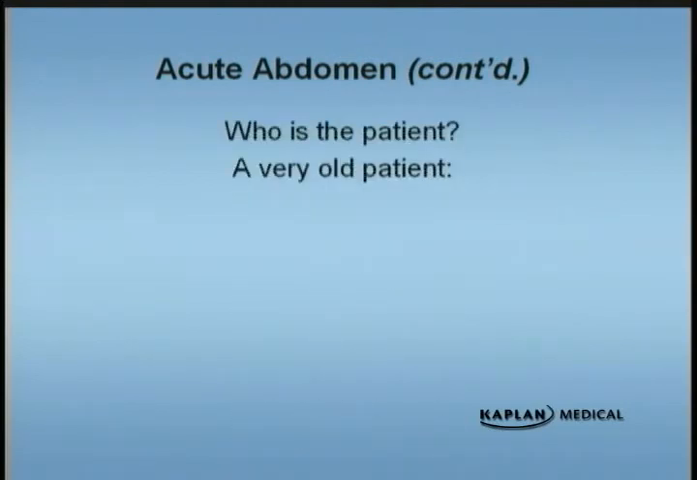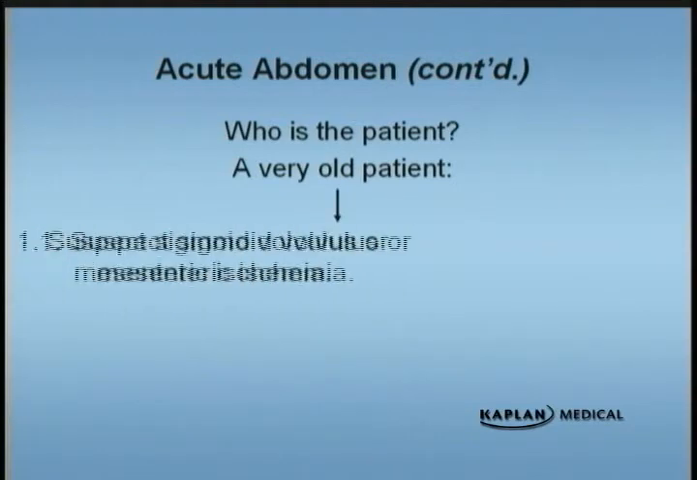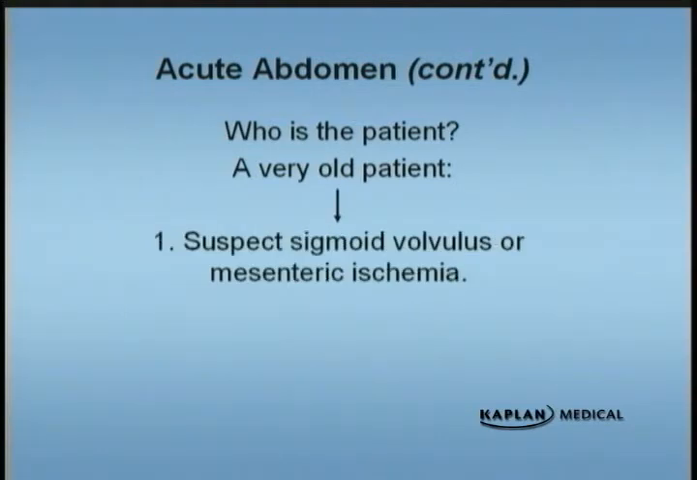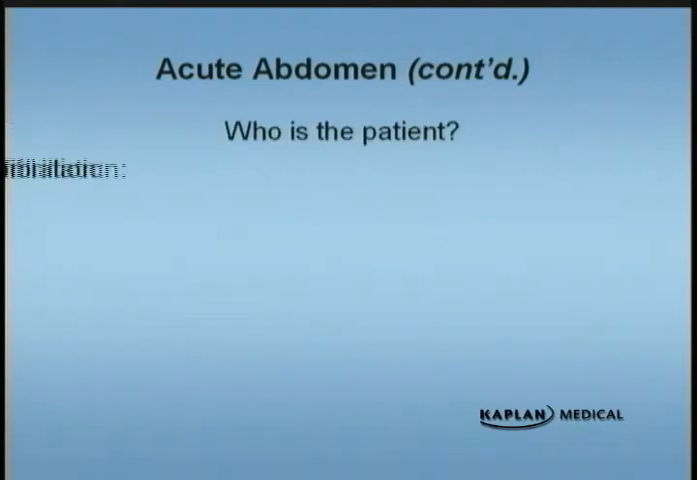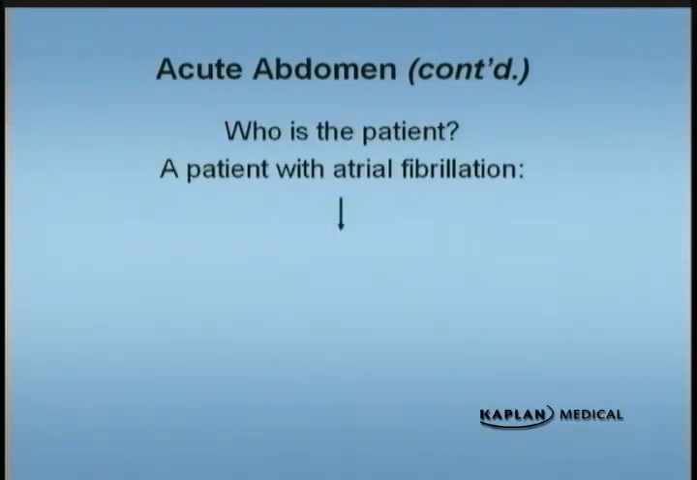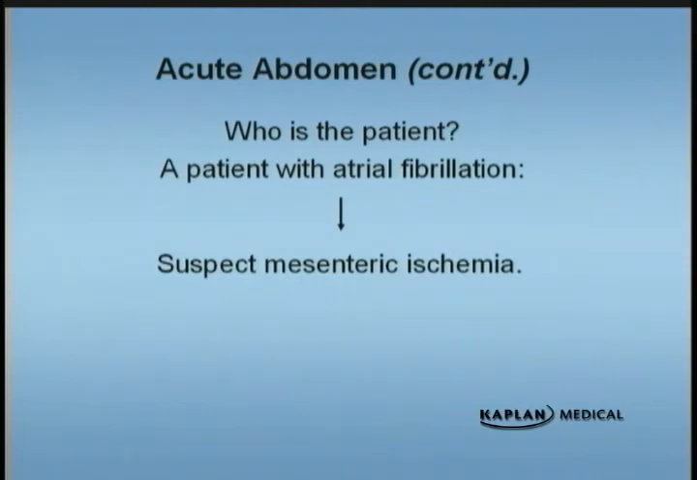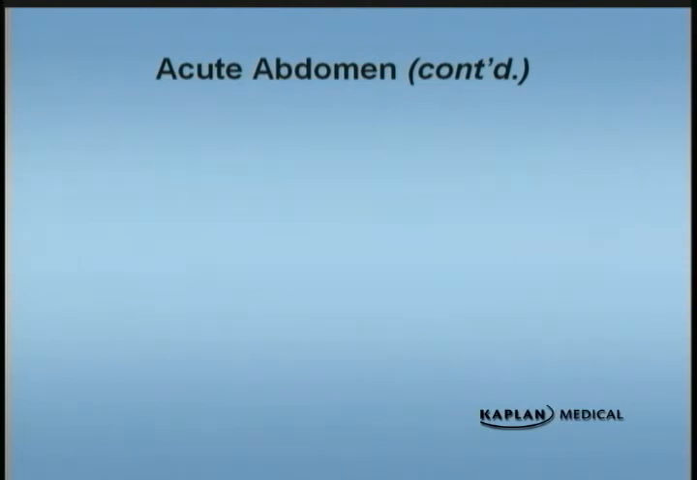Let's have one more. Who's the patient with acute abdomen? If it is a very old patient, you think of sigmoid volvulus or mesenteric ischemia. What if it is a patient with atrial fib? Then you know it is mesenteric ischemia.